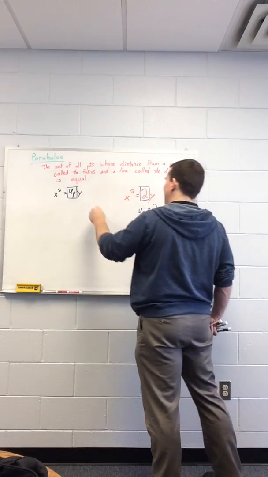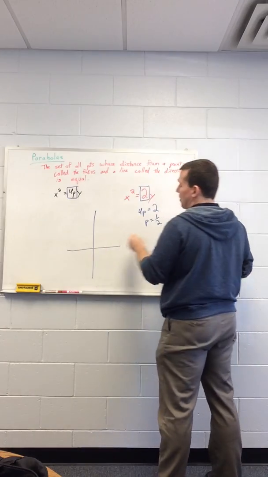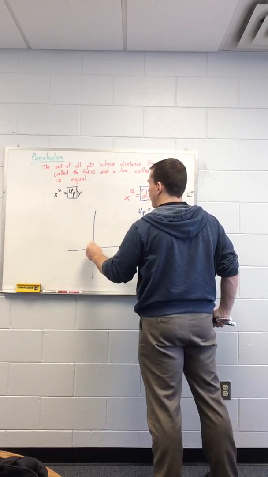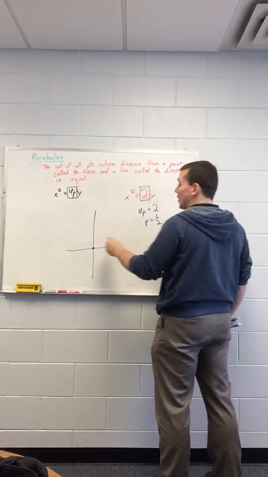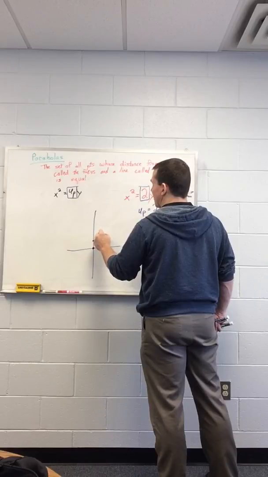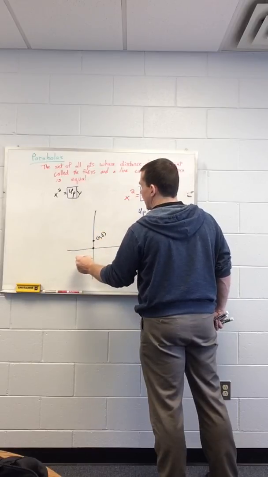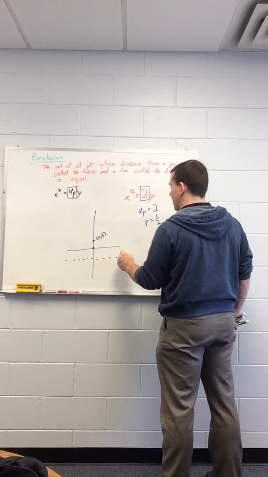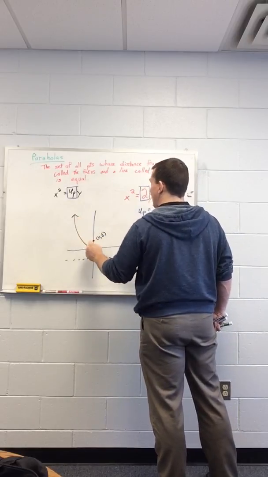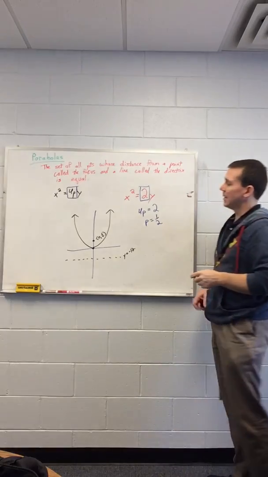So then, to graph this parabola, my vertex is at 0, 0. There's no transformations there. P is equal to 1/2, which means the focus will be up here at 0, 1/2. The directrix will be down here at y equals -1/2. And then I just draw my parabola. And I'm good to go.